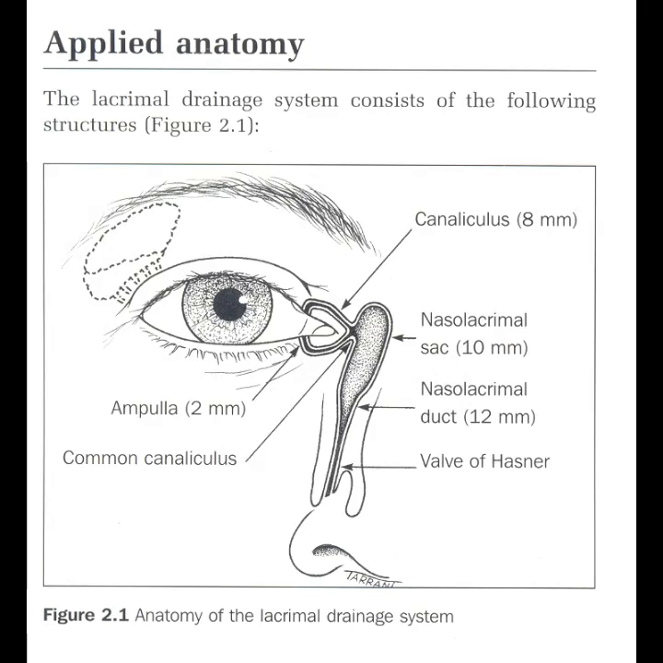Today we will talk about the human tear in this video. Usually 150 microliter per minute is secreted in a human eye. So the production of tear and the excretion is almost equal, so much so there is no tearing or epiphora in the eye.